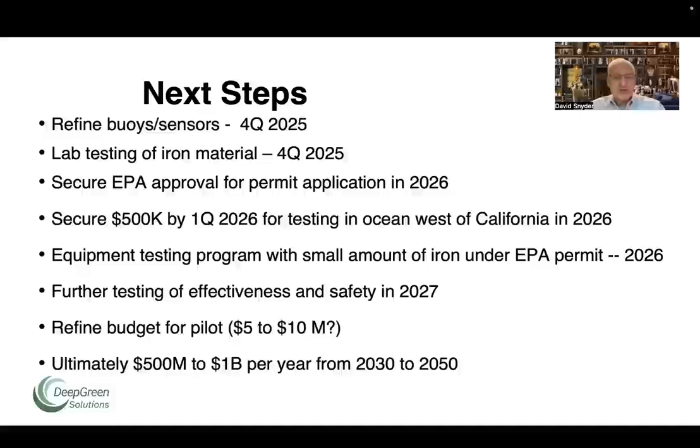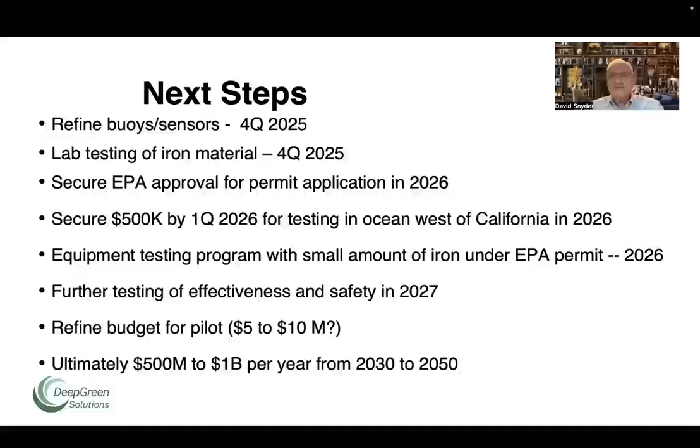Early in 2026, we'd also like to secure the $500,000 that we estimate is needed for the ocean testing west of California later in the year. And then with a small amount of iron under that EPA permit, be able to see how our equipment works. Then we'll be in a position in 2027 to do some further testing of effectiveness and safety, and ultimately get into a position to refine our budget for a large 100-kilometer by 100-kilometer pilot, which we think is going to be in the order of $5 to $10 million, but we need to sharpen our pencils on that.